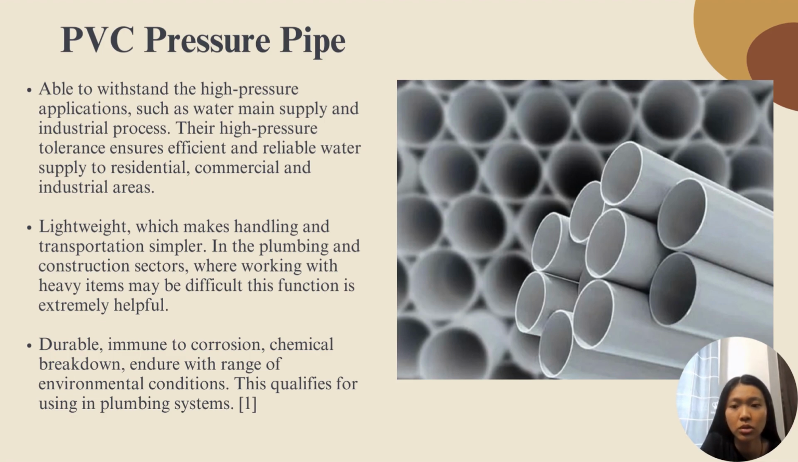The high pressure can also ensure an efficient and durable water supply to the residential and commercial areas. Moreover, the pipe is also lightweight, which makes handling and transportation simpler in the plumbing and construction sector, where working with heavy items may be difficult, and this function is extremely helpful. Next, the pipe is also durable. It is immune to corrosion and chemical breakdown, and can deal with a range of environmental conditions, which qualifies it for use in plumbing systems.